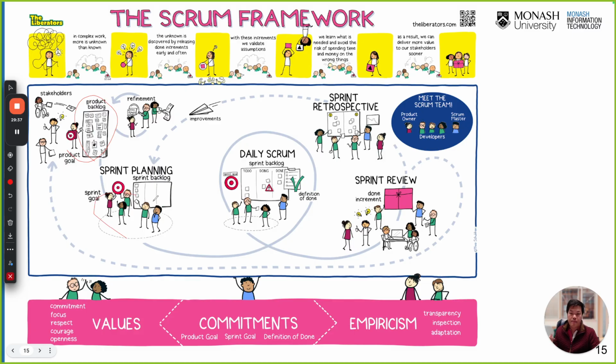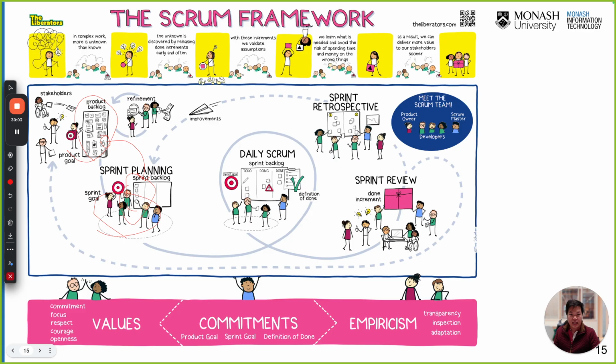First, you have a meeting called sprint planning. When you do the sprint planning, you define the goal of this sprint. And then you move the tasks from the product backlog to the sprint backlog. Once you have the tasks that you need to do for this sprint, you start working on it. Each sprint lasts for two to four weeks.